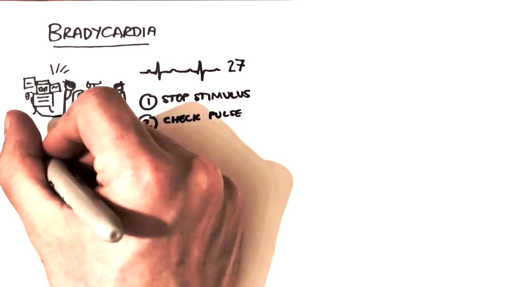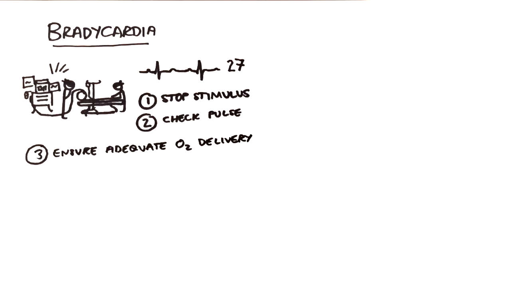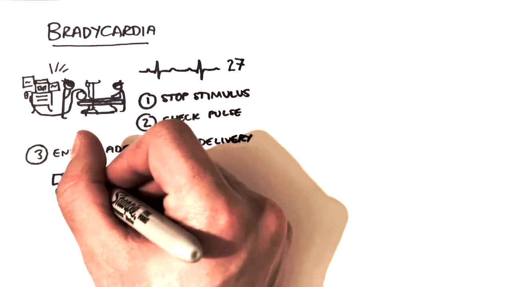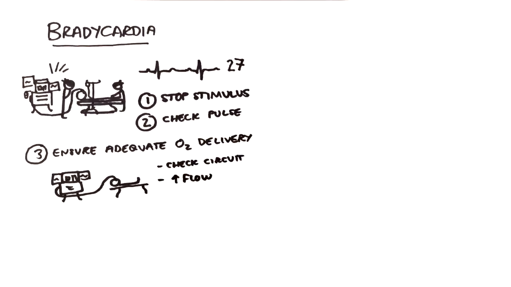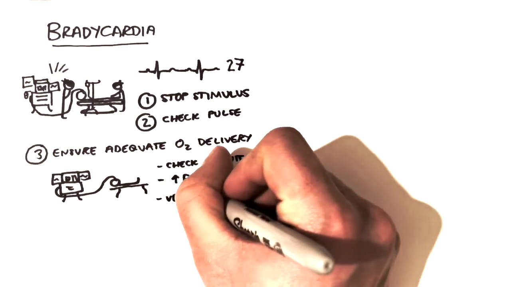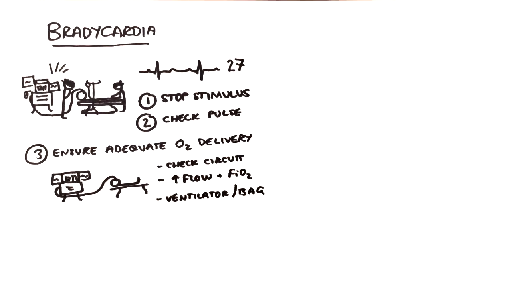We want to ensure we're giving the patient adequate oxygen while we troubleshoot any significant physiological derangement, as the end goal is always adequate delivery of oxygen to the tissues. So quickly check your circuit, flows, FiO2, and check that the bellows or the bag are moving as they should, and that your airway is still where you left it.